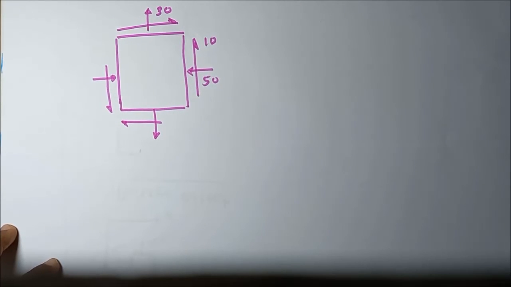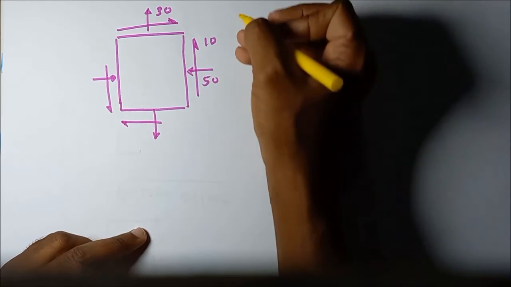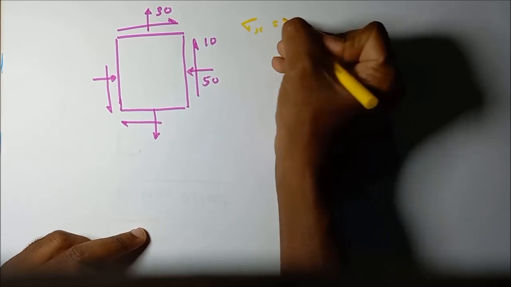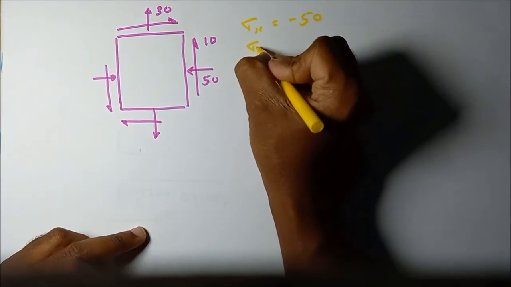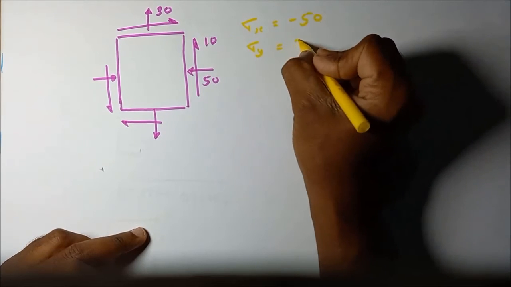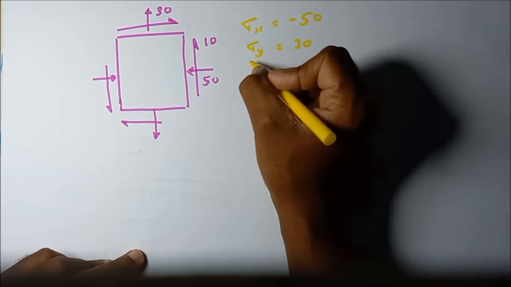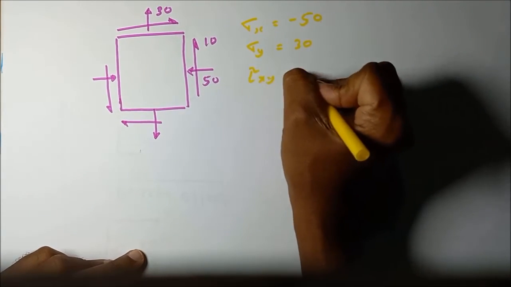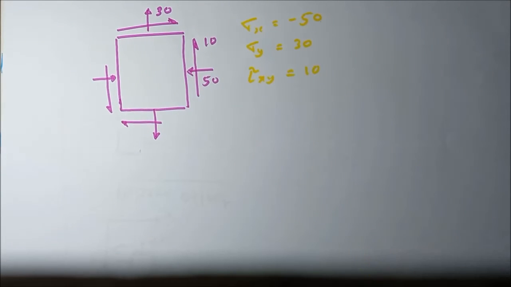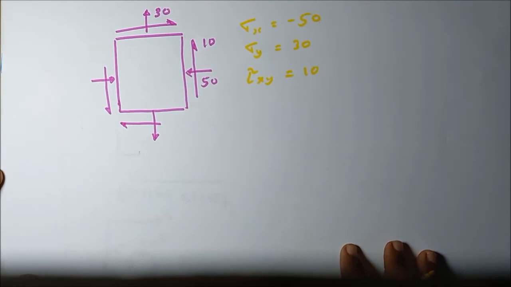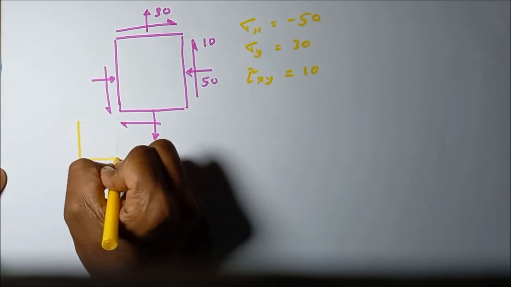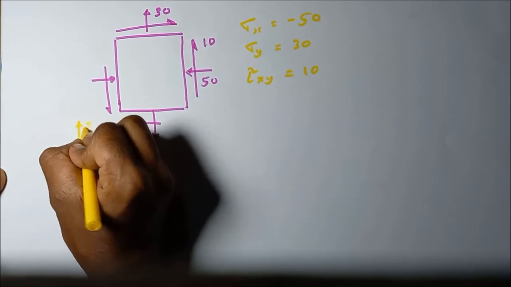Okay, let me draw the figure first. See the figure. Then sigma x is equal to minus 50 megapascal. Sigma y is equal to 30 megapascal. Tau xy is equal to 10 megapascal. Okay, then the problem asks about the stress element. Let me draw the coordinate frame also. This is our coordinate frame, x and y.